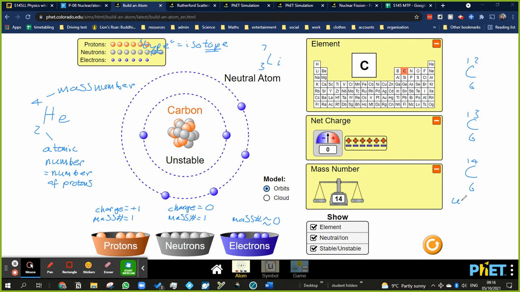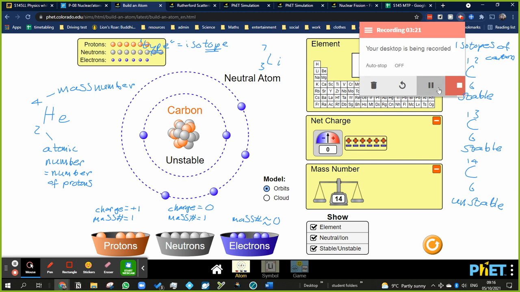So this one's an unstable isotope. These are 3 different isotopes of carbon, and the 4th one is apparently unstable. The other 2 are stable. So we're going to learn a little bit more about what unstable isotopes do, what it means to be unstable. But I'll stop this video here and I'll save a link as well.